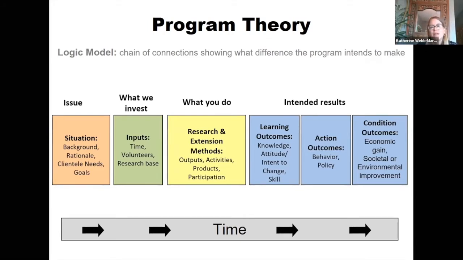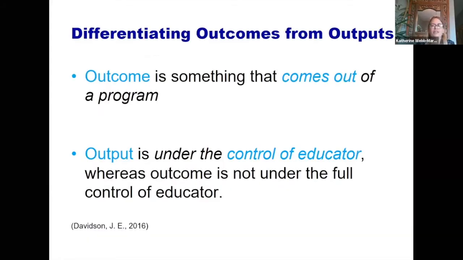Another thing that it helps us do besides focusing on outcomes is distinguishing between outputs and outcomes. And that's a common pitfall. I have a couple of slides that will follow to help clarify that. All right, so differentiating outcomes from outputs. An outcome is something that comes out of your program, whereas an output is something under your control.